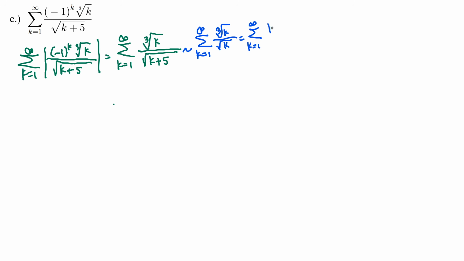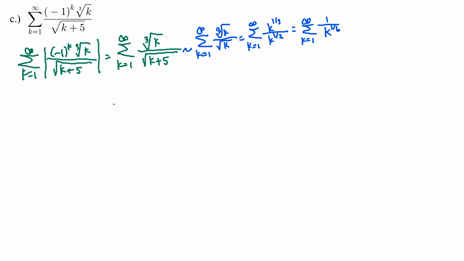If we rewrite this as k to the 1/3 divided by k to the 1/2, then we can simplify by subtracting those exponents, right? Dividing like bases, we subtract the exponents. Now, 1/2 in the bottom is bigger than 1/3. So when we subtract, the leftovers are going to be in the bottom. 1/2 minus 1/3 gives us 1/6.